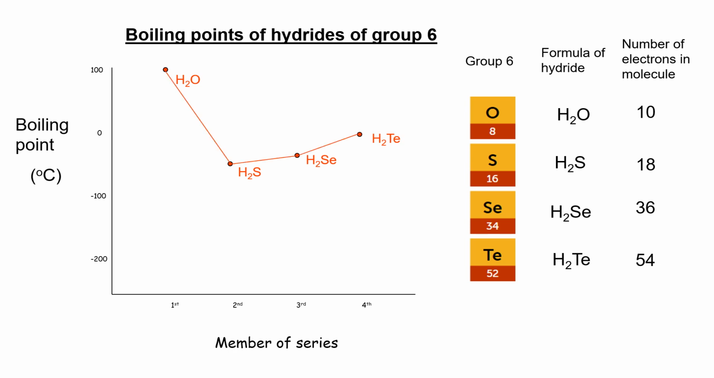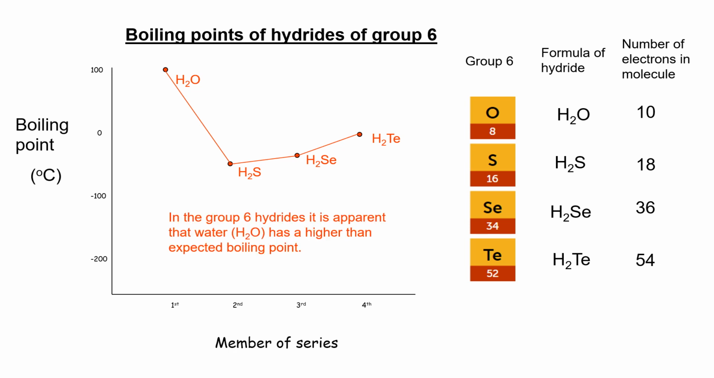In this case, it's hydrogen oxide or water. We would expect from this graph that hydrogen oxide, having the fewest electrons, would have the lowest boiling point. It would be around about here, about minus 80 or so. But as we know, water has a boiling point of 100 degrees Celsius. So water also has an unusually high boiling point compared to other hydrides in its group.